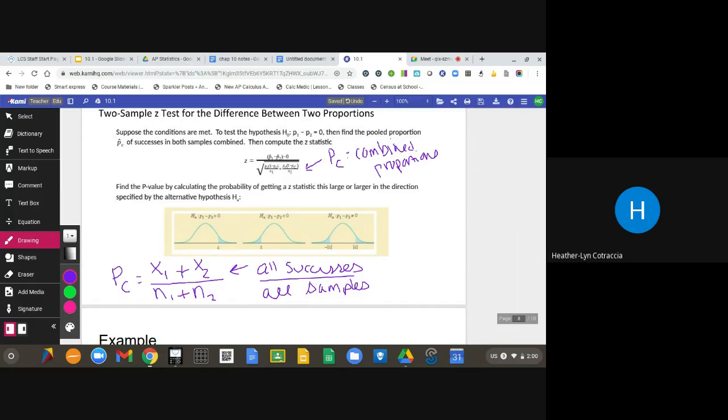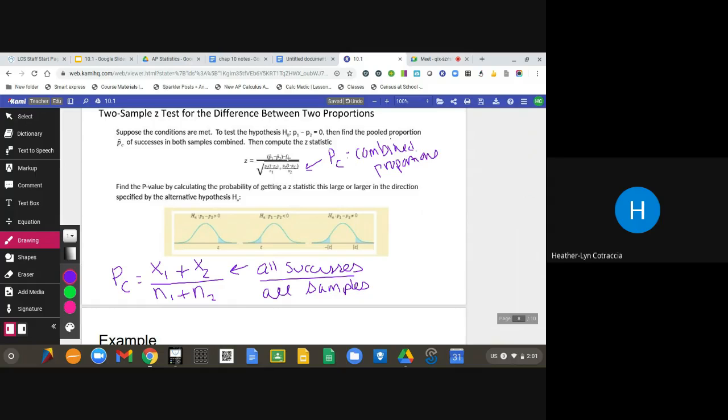And that gives you your P combined. And I'm going to show you how to do that in just a moment. But that's what goes in the denominator. So if you notice there, it says P combined times 1 minus P combined over N1 plus P combined times 1 minus P combined over N2. That's that 0 right there that I was talking about. It will always be there, so you don't need to worry about anything other than 0 being there.